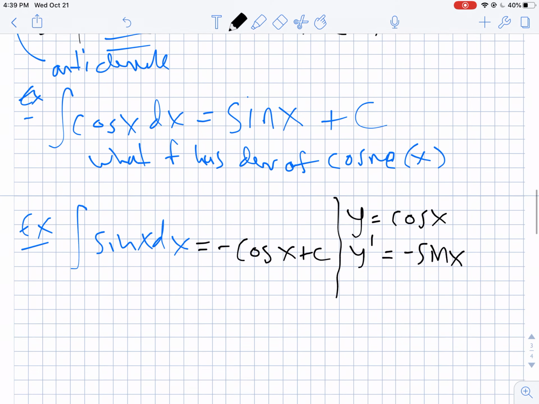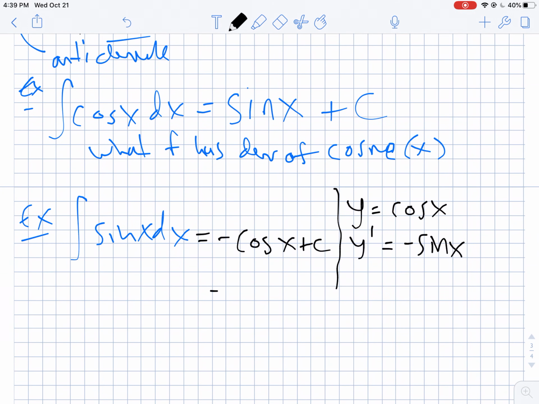And again, in my head, I'm kind of checking my work. Okay, the derivative of this is negative sine. Okay, yeah, that works. We're good. So that's how you can get the antiderivative of that.